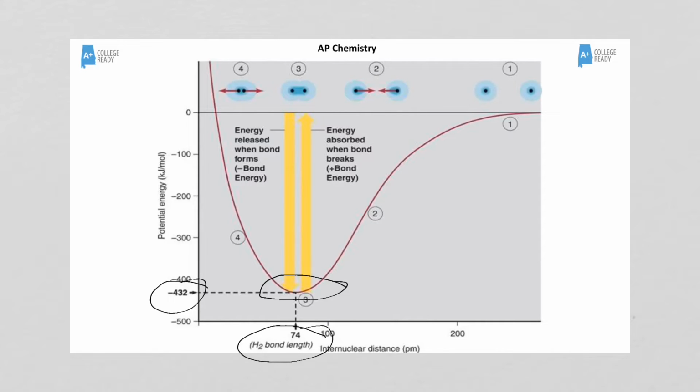So weaker bonds would release less energy. Like this is a hydrogen-hydrogen single bond, we would expect it to release less energy than if we were forming a double oxygen bond, which would have a higher bond energy, meaning it would release more energy. So it would actually have a lower valley.